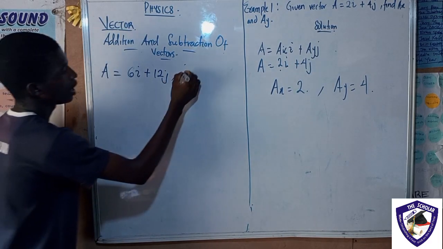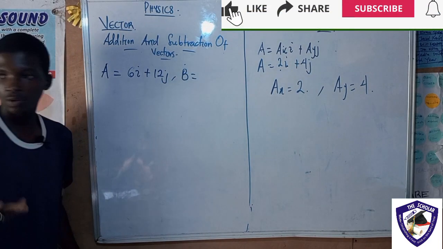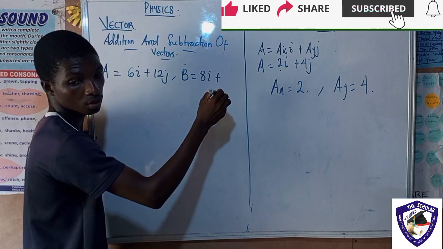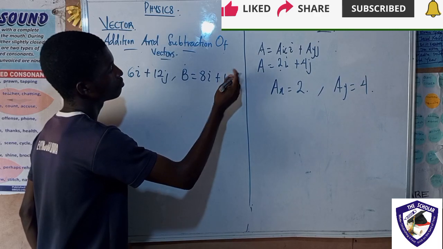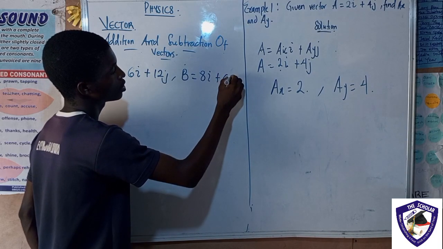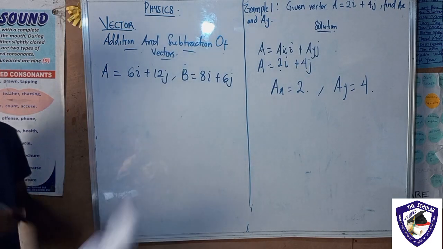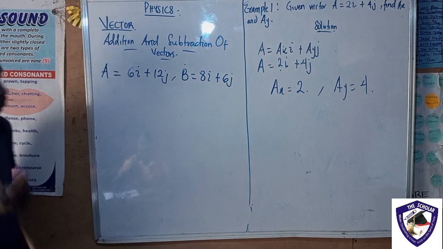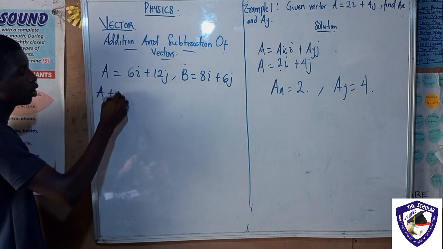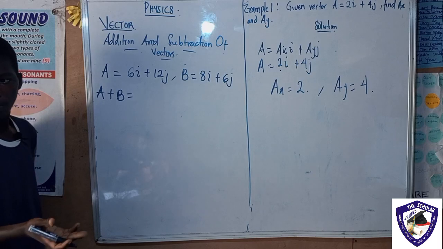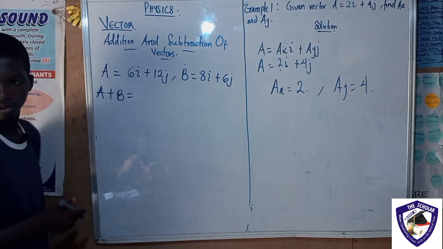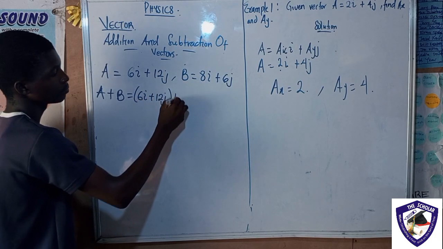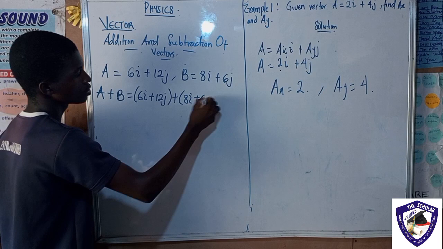Correct. Now, I also have my vector B. Can anyone give me another 2-dimensional vector for B? 8i plus 6j. This is a 2-dimensional vector. When it comes to addition and subtraction, the question could be to find A plus B. A plus B is telling us to just add the two together. That means you are going to have 6i plus 12j plus 8i plus 6j.